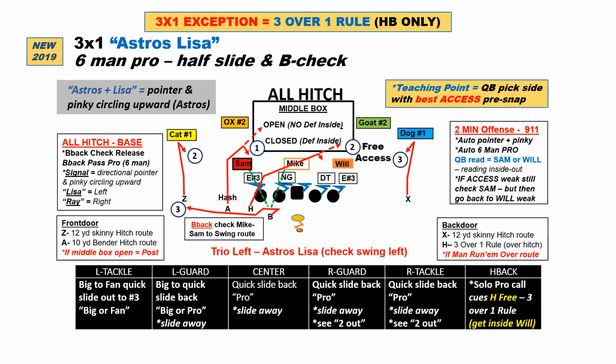Here then is that H-back 3x1 exception. We call this a 3/1 rule. Simply when he's on a 3 receiver side, he's going to run his same route but get back to the 1 receiver side, 3/1 rule.